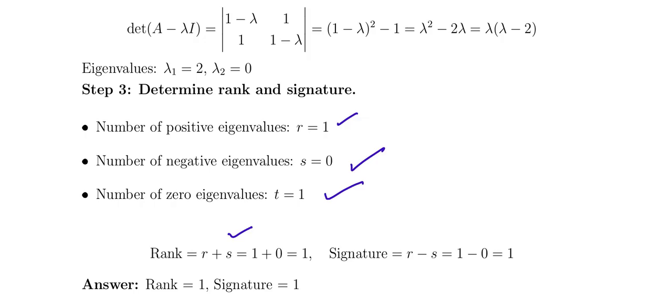So the rank is 1. The signature is the number of positive eigenvalues minus the number of negative eigenvalues. Here that is equal to 1 minus 0, equal to 1.